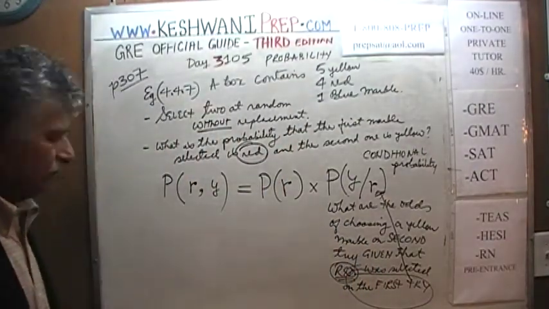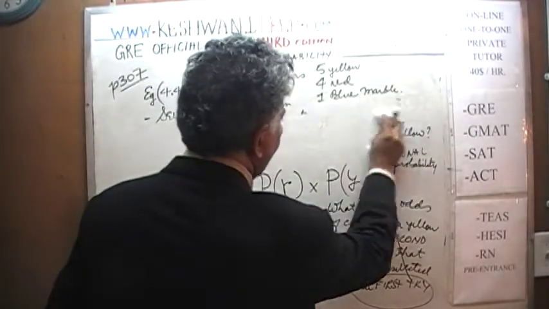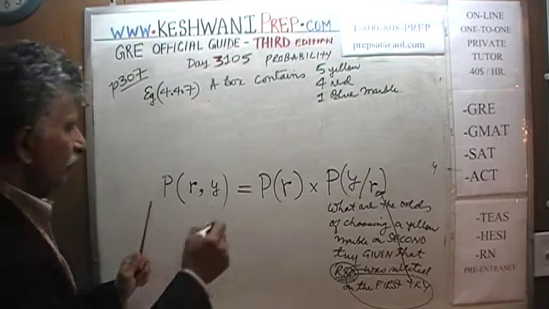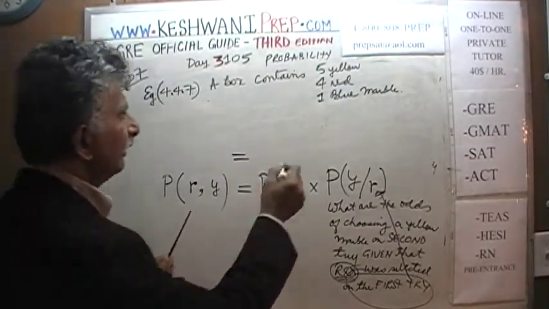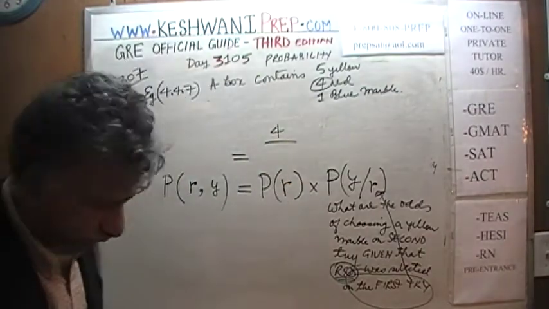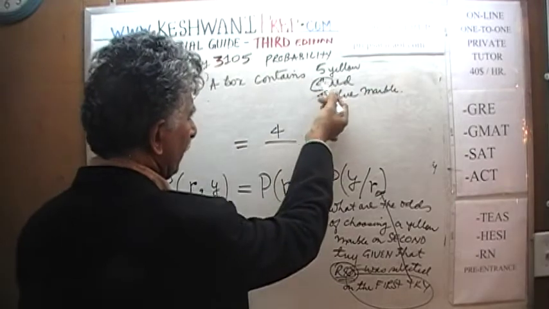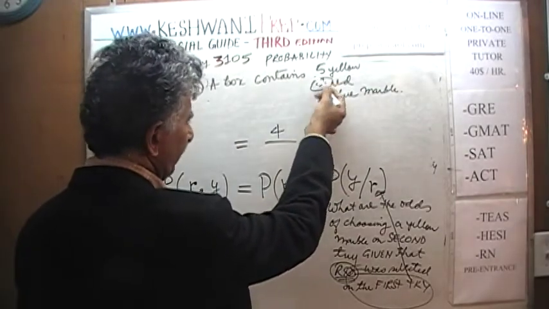So let's find out, shall we? Let's do it on the top. The odds of choosing a red one is right here. There are 4 red ones, out of how many? Out of 10. 4 plus 1 is 5, plus 5 is 10.